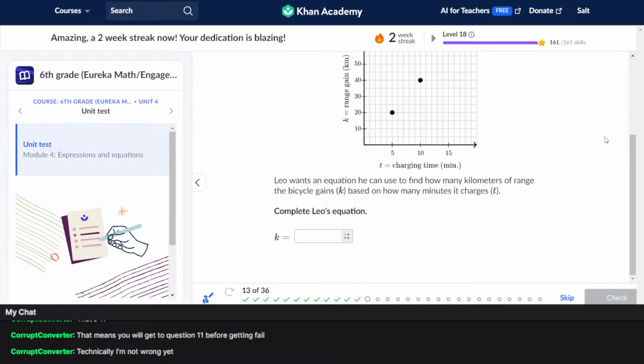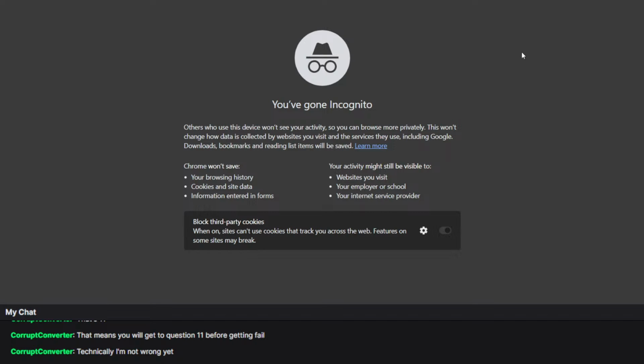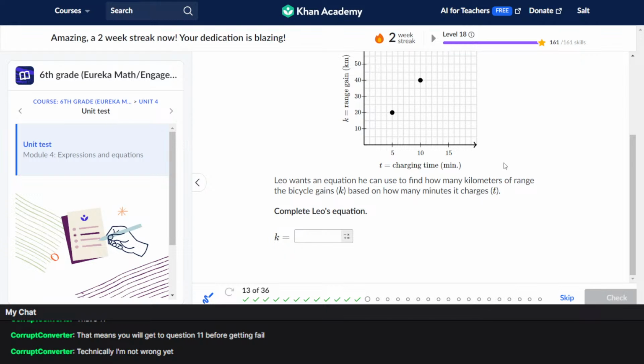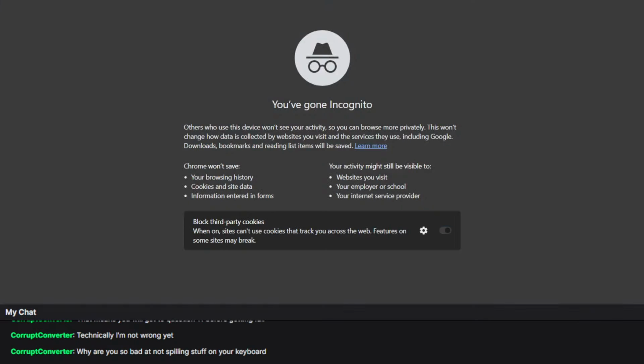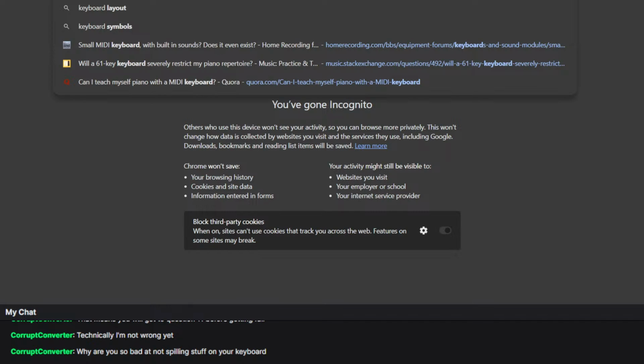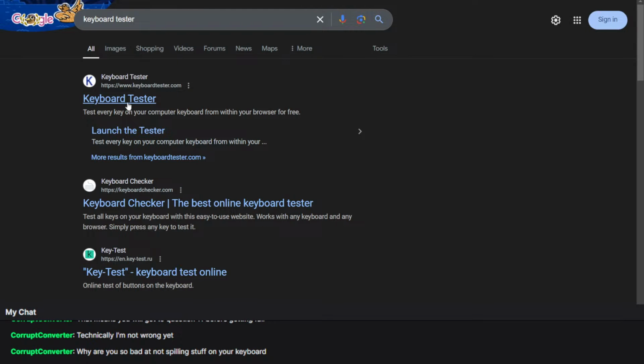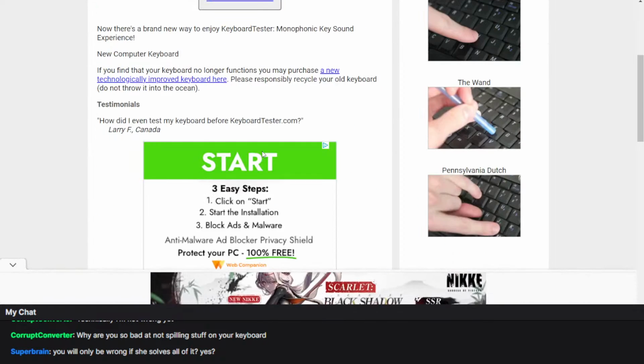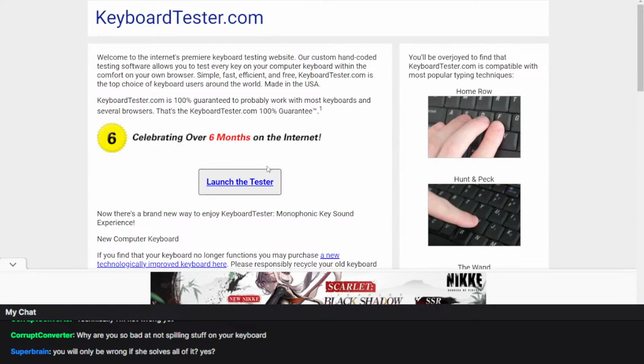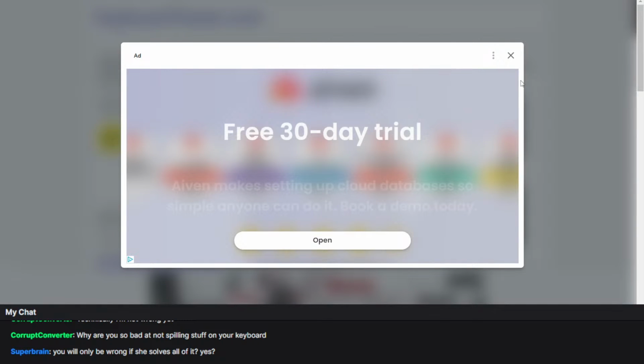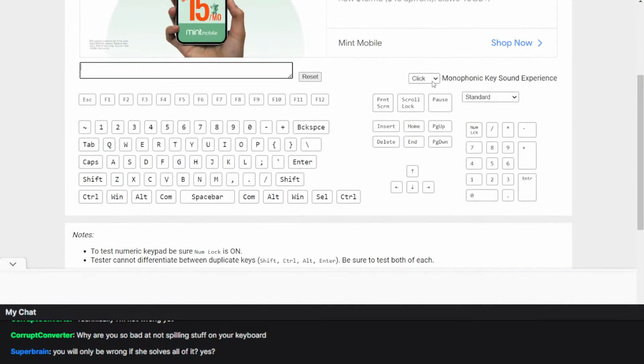Dang. Oh, wait, hold on. I just ended up spilling a little bit of water on my keyboard. No. No. Okay, it still works. Does my function key work? It probably does. Wait, now I'm scared that my function key doesn't work anymore. But it probably does. Corrupt Converter says, why are you so bad at not spilling stuff on your keyboard? I don't know. I don't know the answers to these questions. Okay.